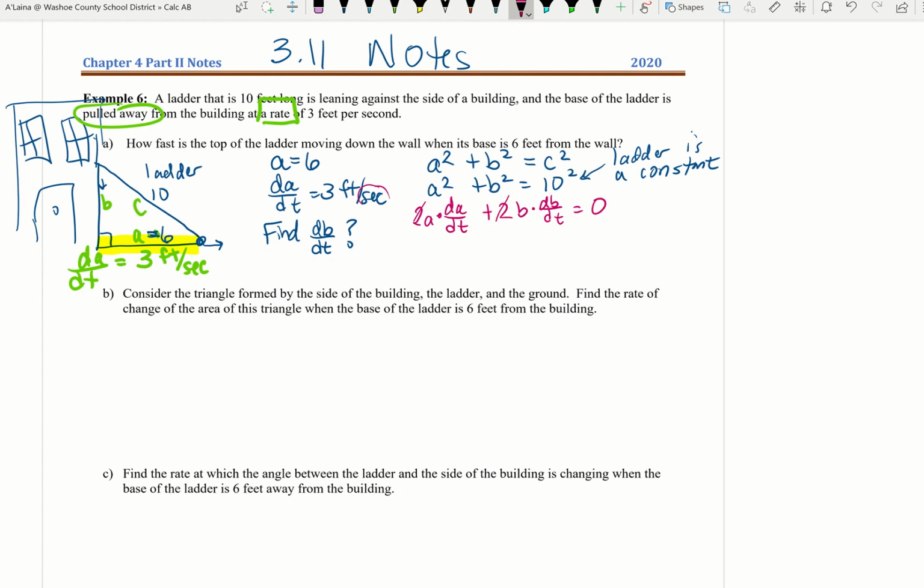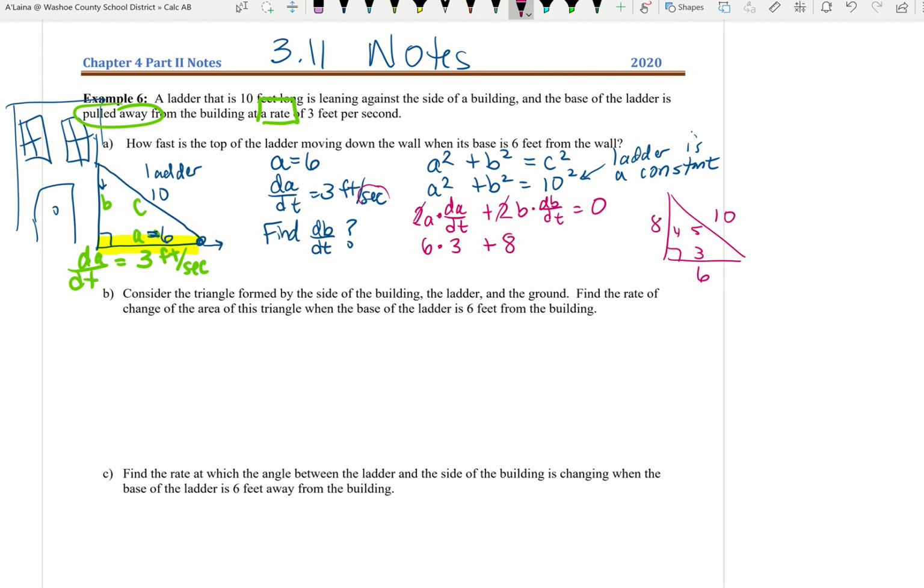And now I'm going to substitute in. I know that A is 6, and I know the rate of change of A is 3. What is B? Well, we have this right triangle, and we know 2 out of 3 sides of a right triangle. So you could either use the Pythagorean theorem or recognize that this is a 3, 4, 5 triple that has been enlarged by a scale factor of 2.